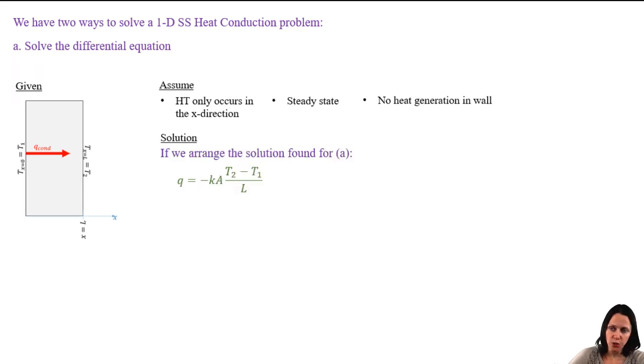Now, this is our Q, but let's say that there was really no need for us to get the temperature distribution through the wall. Say all we were after was Q. Well, we could use the thermal resistance concept, which we can also call Ohm's analogy.